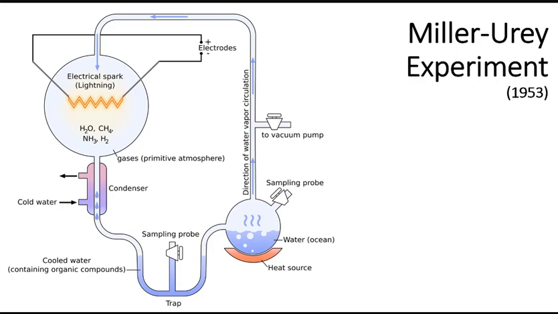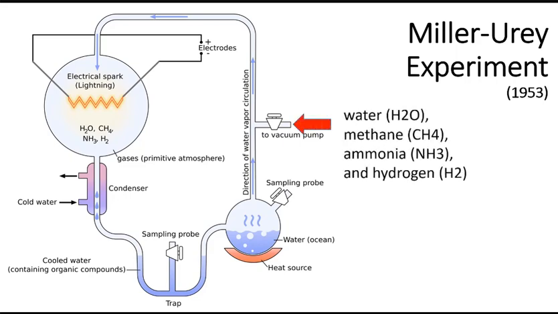This is a closed system, and that way it can repeat over and over again with the water until enough residue is accumulated in the trap to make some measurements. You can do this for days, weeks, months. And what they put into the system was water, methane, ammonia, and hydrogen.